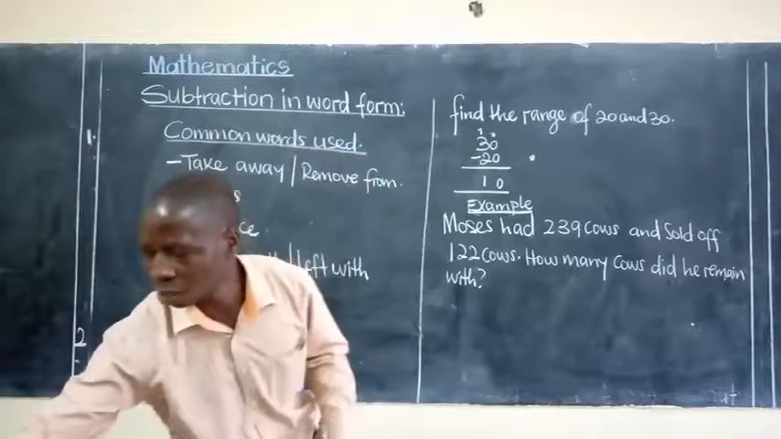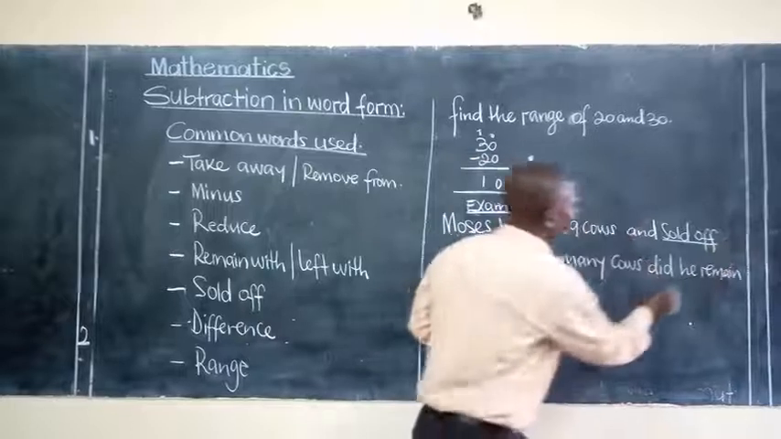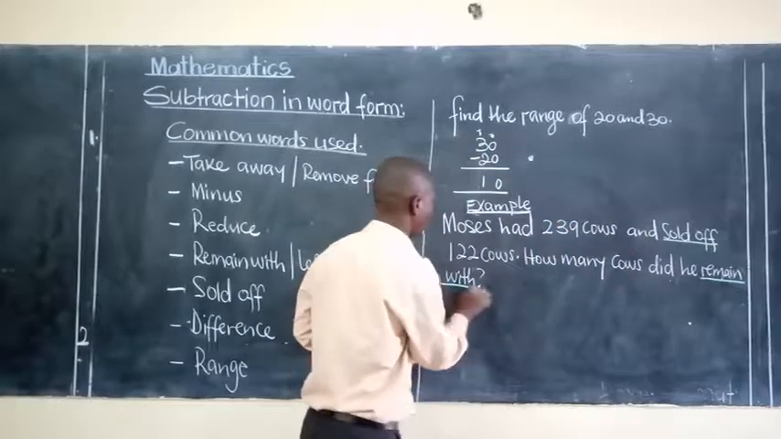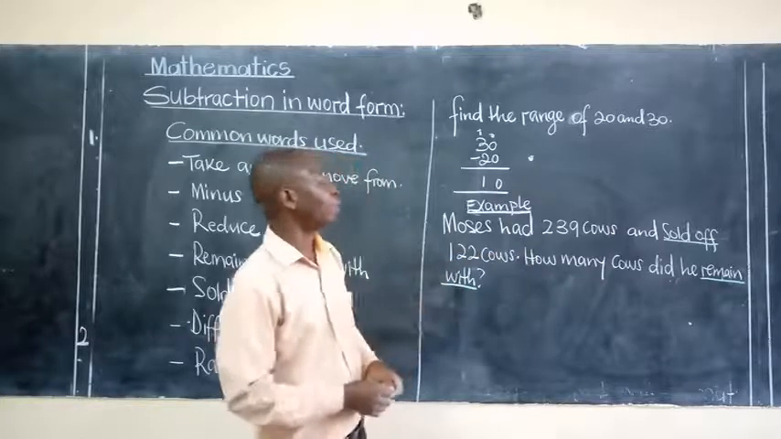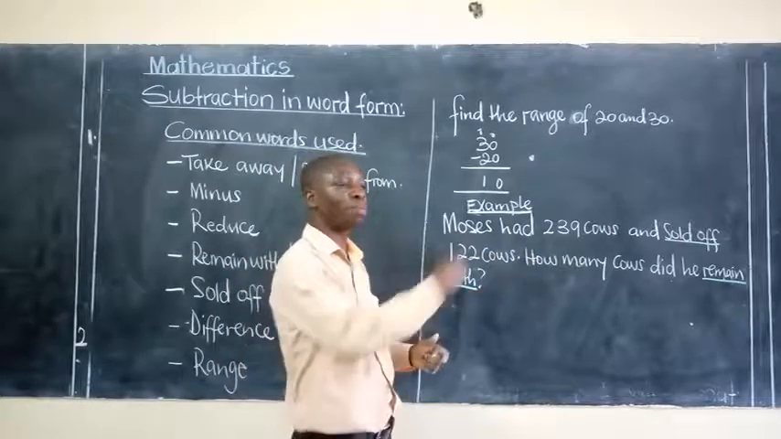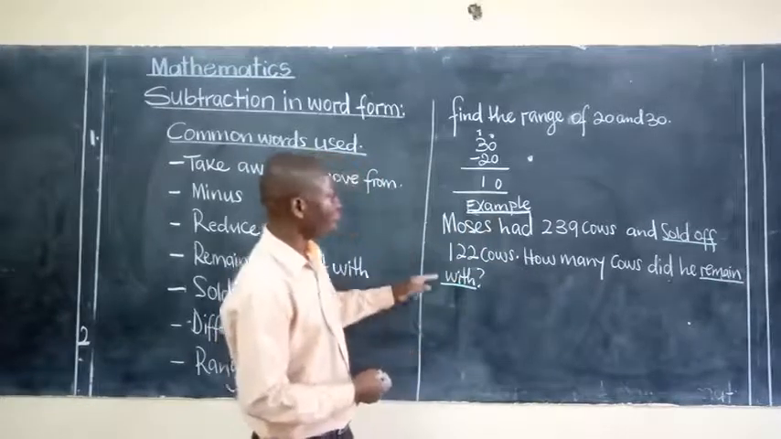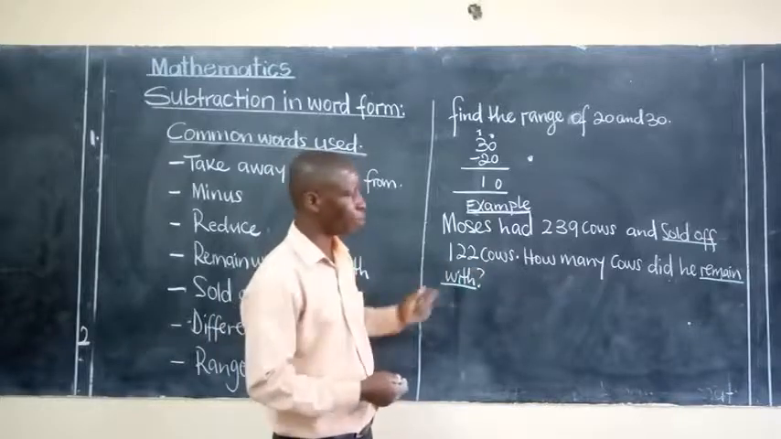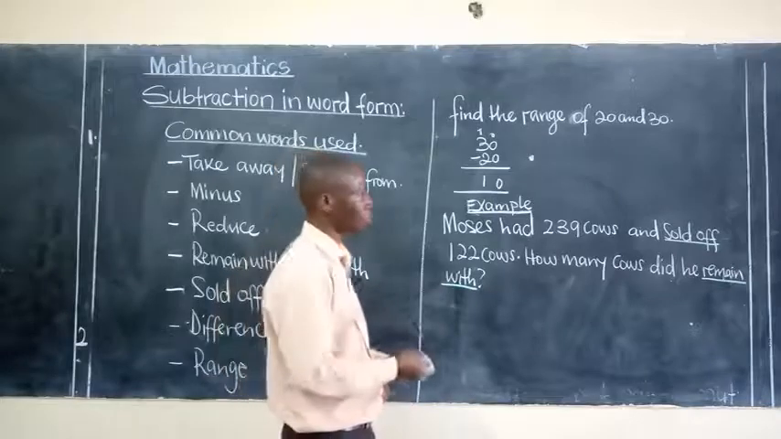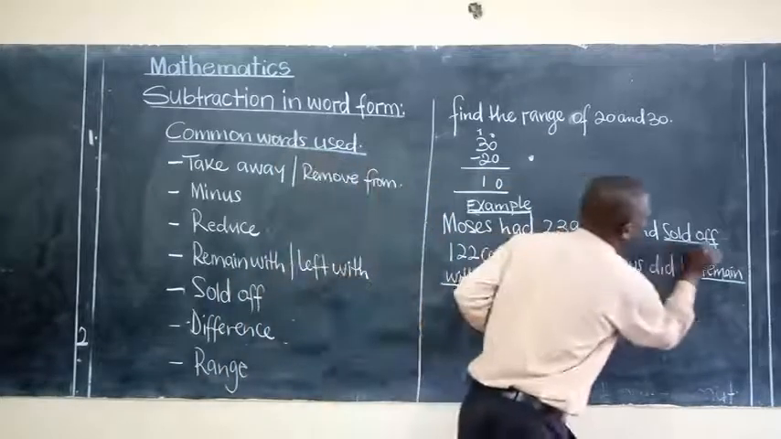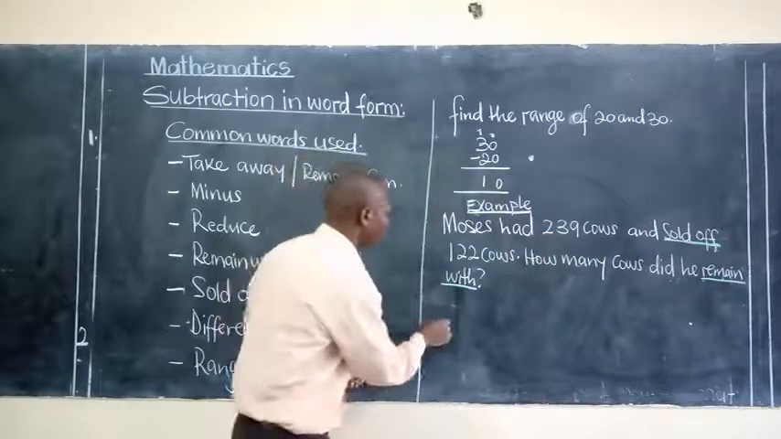Now we have got these terms that I was trying to explain. We have sold off and we have remain with. So he sold off. That means he subtracted some and sold them off. Now they are asking how many cows did he remain with? To get the remaining cows, we shall subtract, because of these two words, sold off and remain with. So to get our answer, we shall subtract.